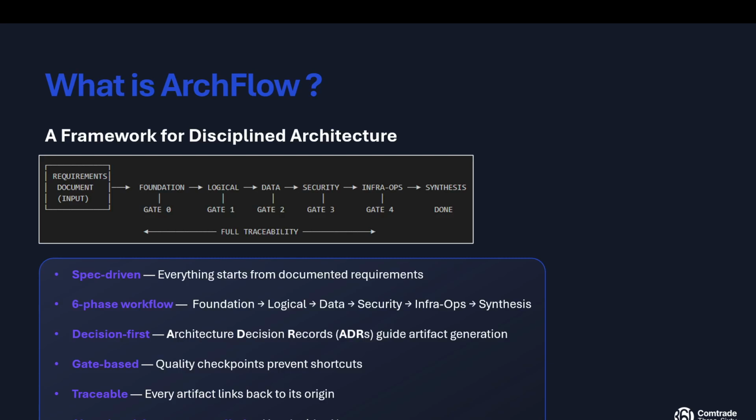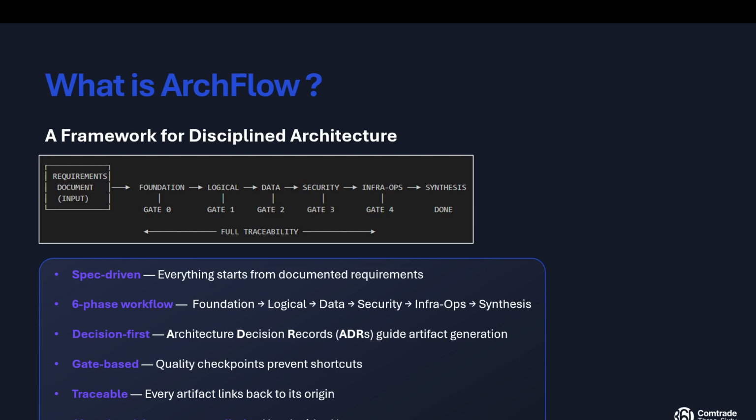So what is ArchFlow? At its core, it's a framework for disciplined architecture work. ArchFlow defines 6 phases that take you from raw requirements all the way to an implementation-ready specification. You start first with a requirements document. This could be a project brief, a product specification, or even rough notes from stakeholder meetings.